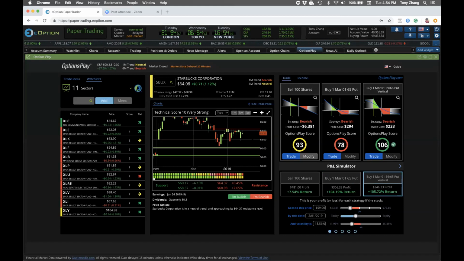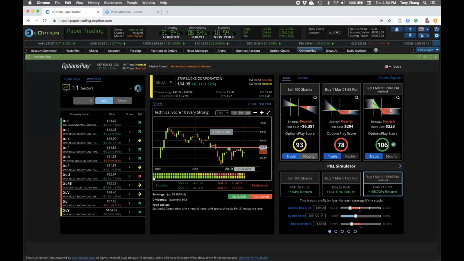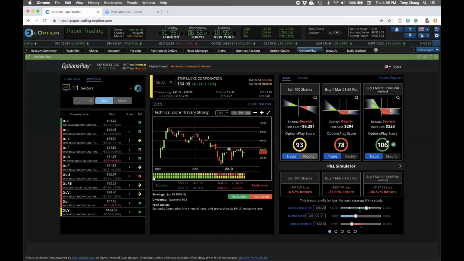And conversely, what happens if I'm wrong? What happens if Starbucks does beat on earnings and goes back up to 67, 68? How much money do I lose? It's really important to look at both scenarios so that you can see what your expected gain is, but also what your expected loss is if you're wrong. So here, if you had shorted the stock, a $419 loss; bought the put option, $257 loss; put vertical, only $197 loss. So as you can see, this put vertical gives me a higher options play score.